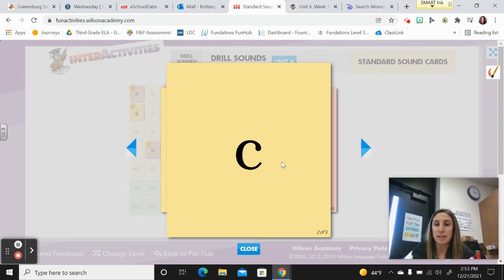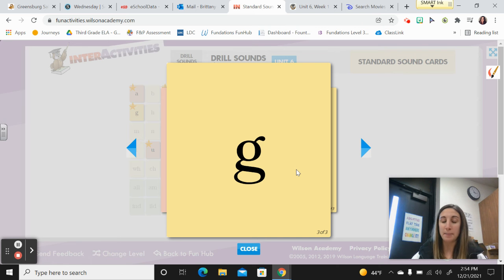Remember, the other option is C says S when followed by E, I, or Y. Say that. C says S when followed by E, I, or Y. Good. Likewise, G doesn't always say G, like in game. Let's practice that one. G says J when followed by E, I, or Y. Say that with me. G says J when followed by E, I, or Y.